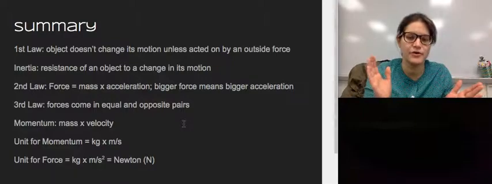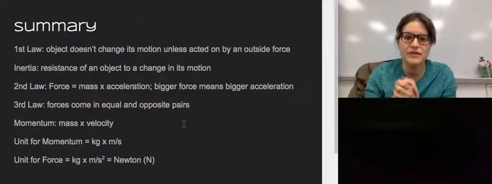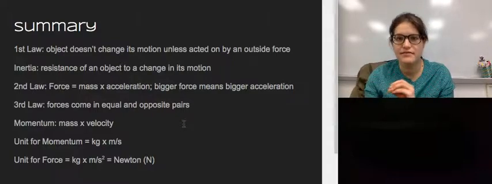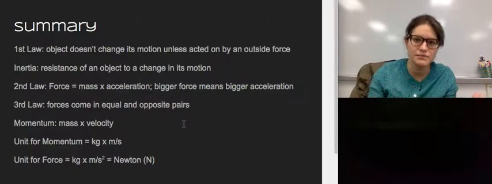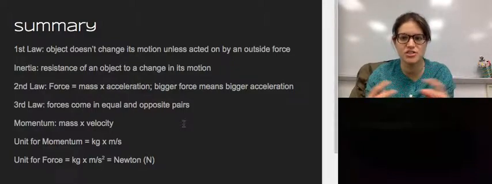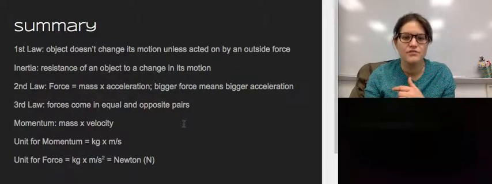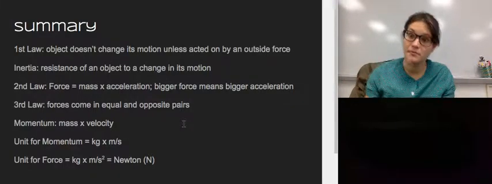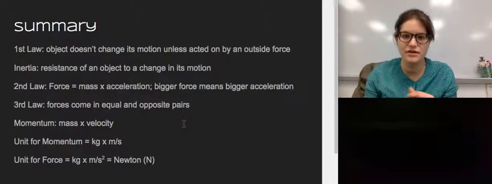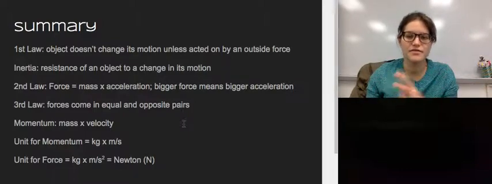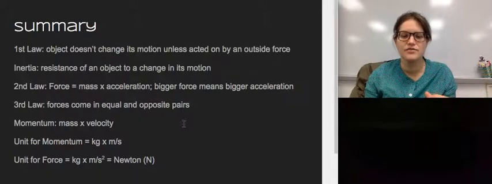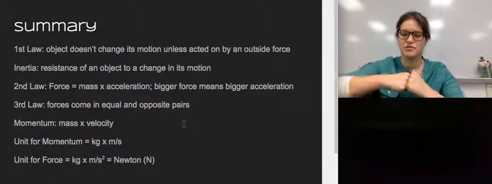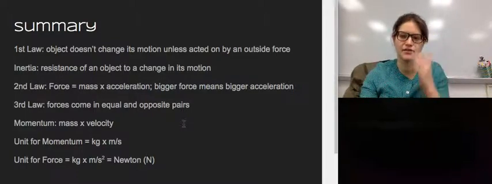So in summary, we've got our three laws. The first law is also known as the law of inertia. If you're at rest, you want to stay at rest. If you're in motion, you want to stay in motion. So that's your inertia, your resistance to change. Second law, force equals mass times acceleration. A bigger force means a bigger acceleration. A bigger mass means you need a bigger force to accelerate. Third law, forces come in equal and opposite pairs. So if you've got one object pushing on the first object, the second object is pushing with an equal and opposite force back on the first one.